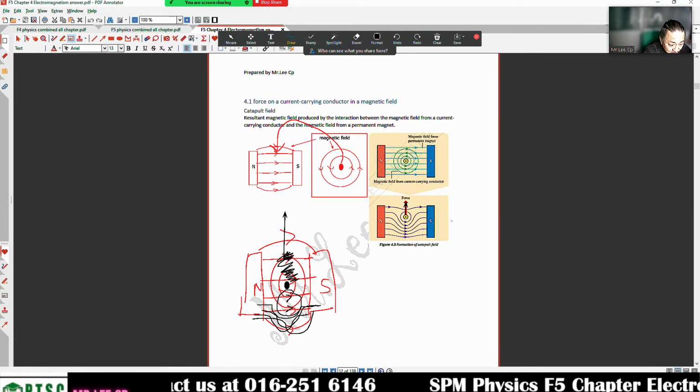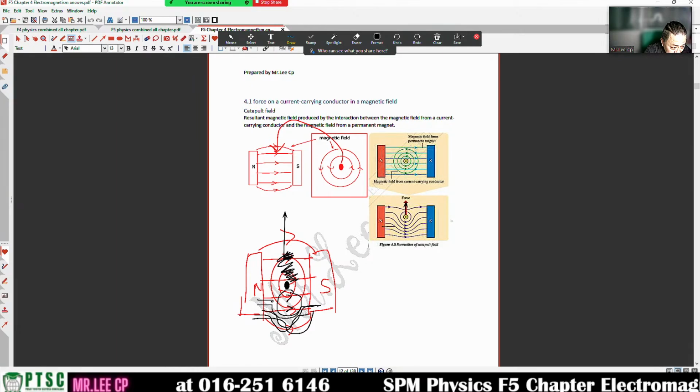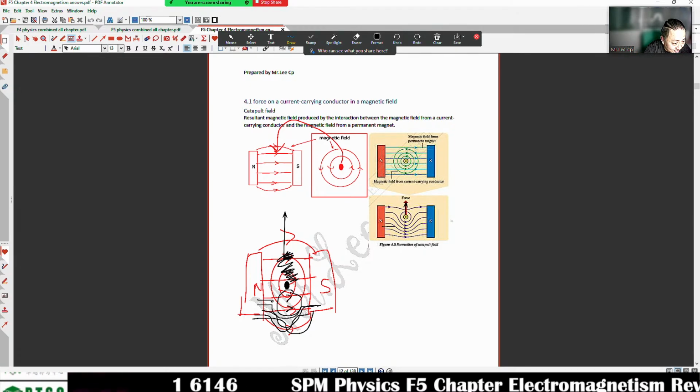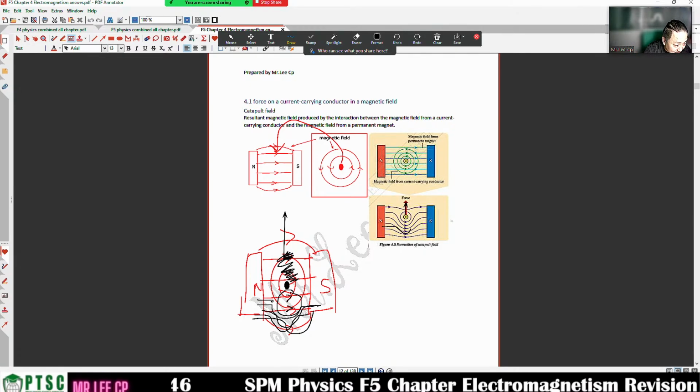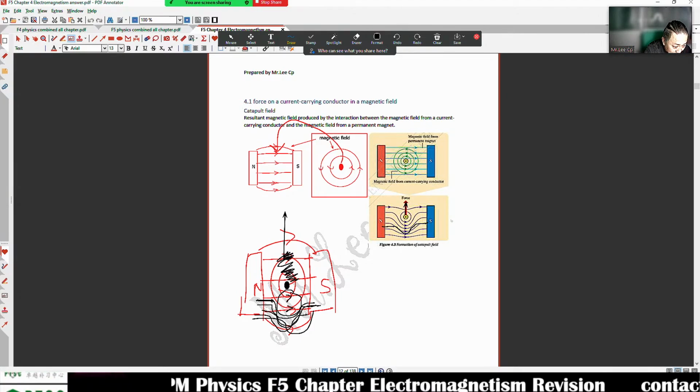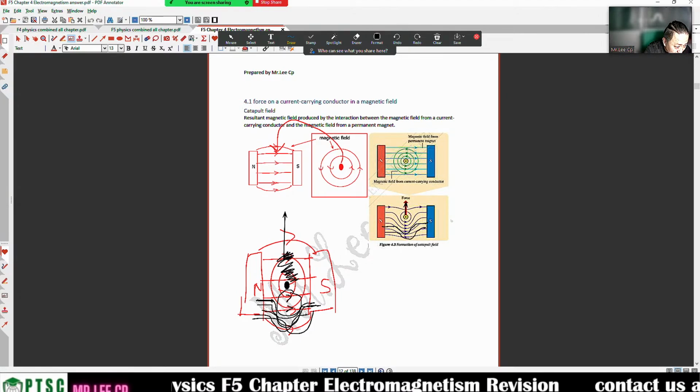So it actually comes from here straight, and then here there is the magnetic field from the current, and the magnet's field combines, curves a bit, and then goes straight. It goes here and then curves a bit and goes straight, curves a bit and goes straight.